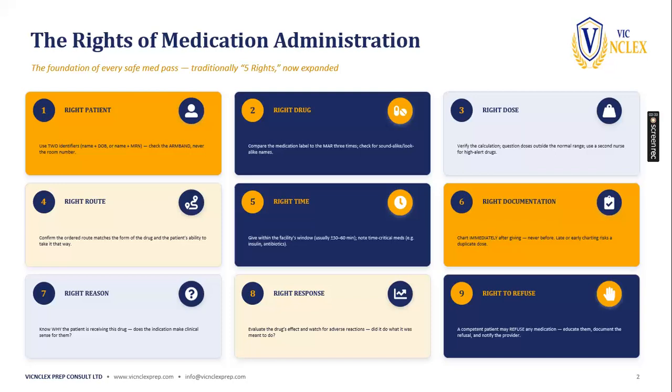Then the right route. You want to make sure you give it by the right route. Insulin is subcut, and you went and gave the insulin IM. You didn't give the right route. Then we have the right time. It's very, very important. If the medication is TDS, you obey TDS. That is 3 times daily.